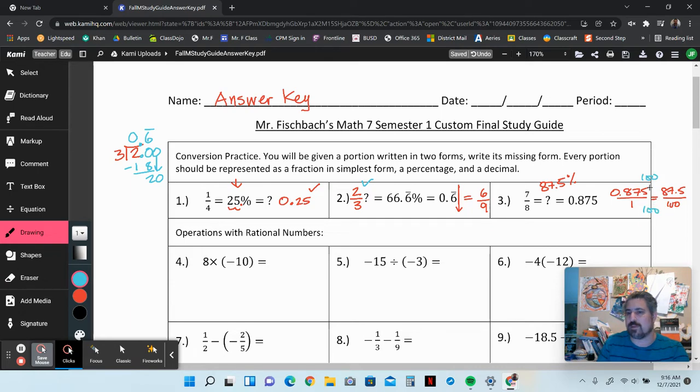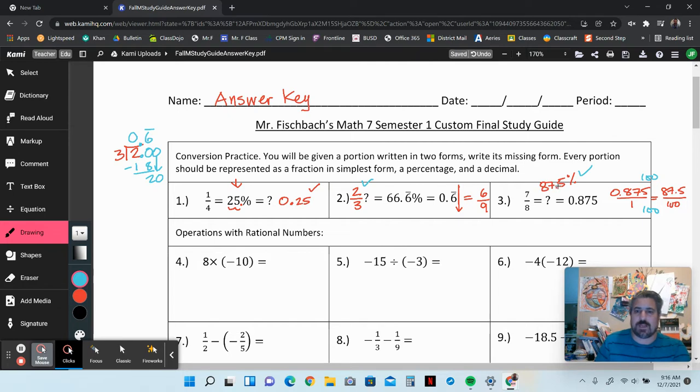Whenever you multiply the top and bottom by the same amount, you multiply by a version of 1, which creates an equivalent ratio. So 0.875 times 100 is 87.5, and then 1 times 100 is 100. Hence, you have created an equivalent value. It didn't change it, but rewrote it as a percent, right, out of 100. So that is the correct answer.